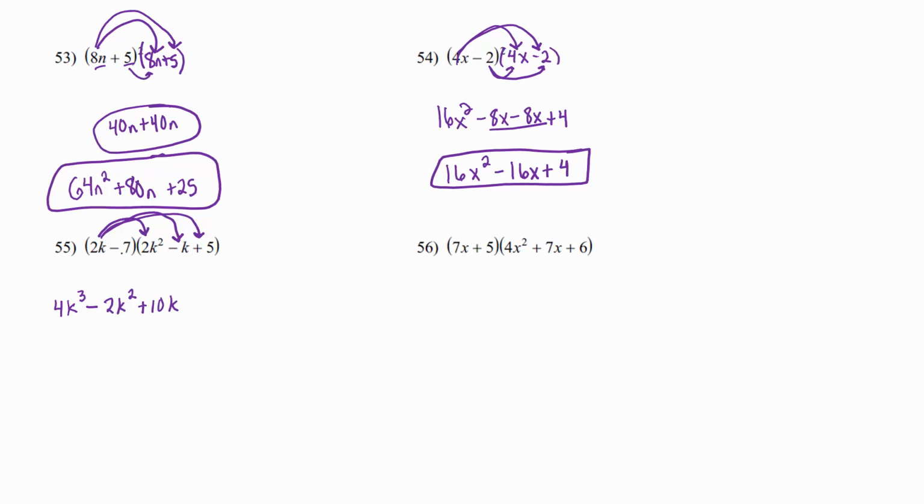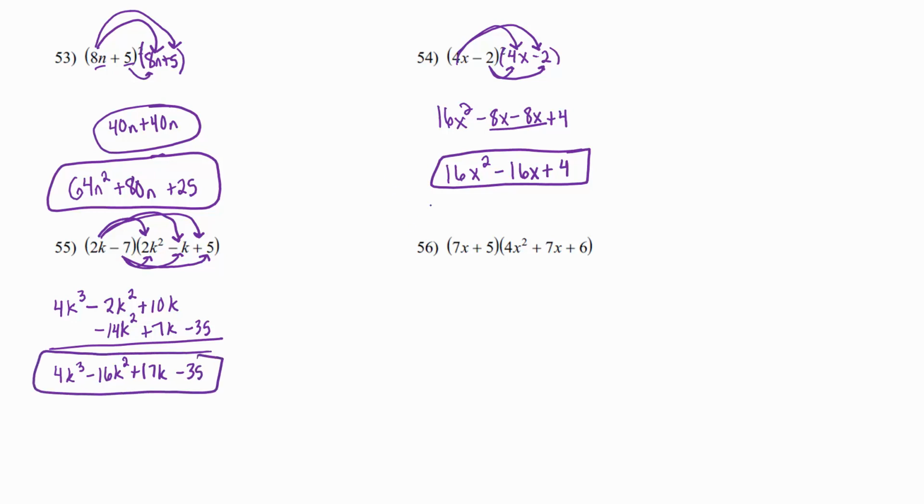Then we want to do the same thing with the -7. -7 times 2k squared, I can write it here, or I can write it underneath the other k squared that I have, so that I can see what my like terms are. -7 times -k is +7k. And then -7 times 5 is -35. We want to put the k squareds together here and the k's together here, so that we get negative 16k squared and 17k. But the 4k cubed and the negative 35 don't change because they don't have like terms to add with.